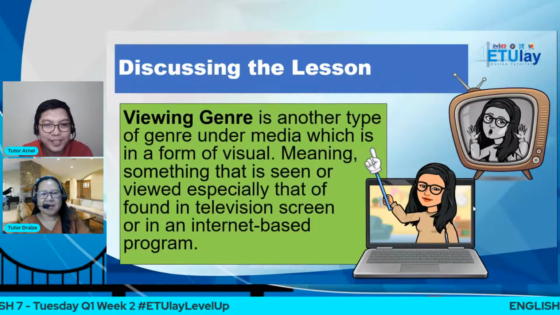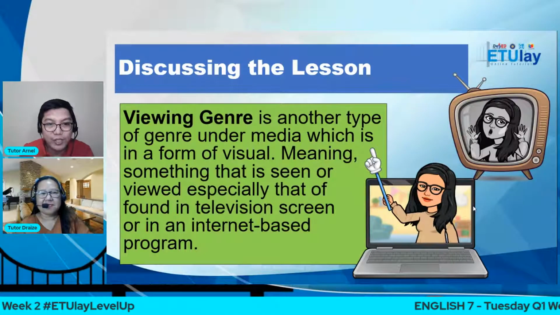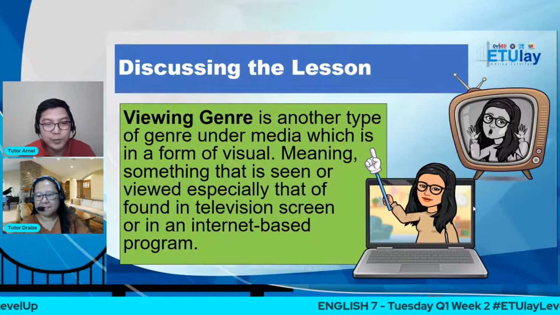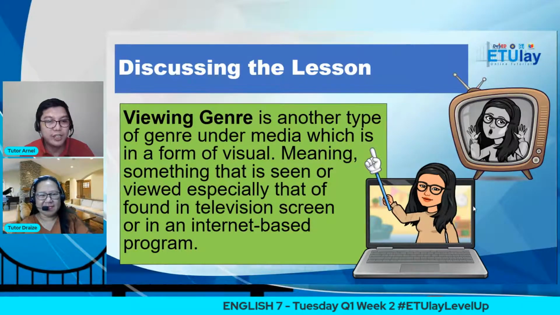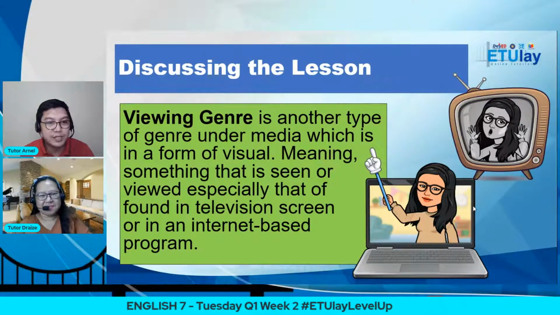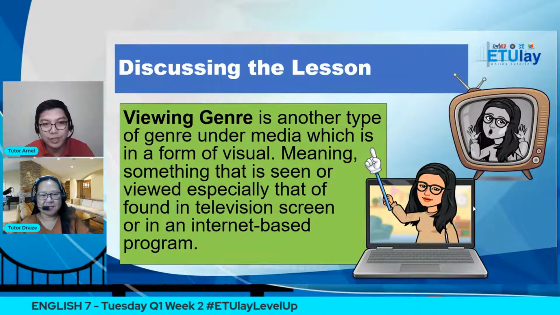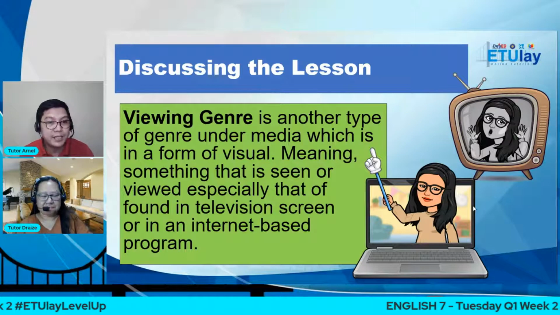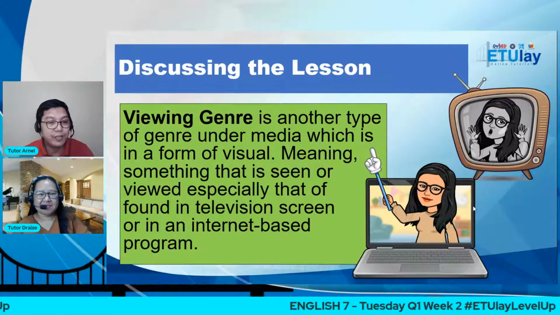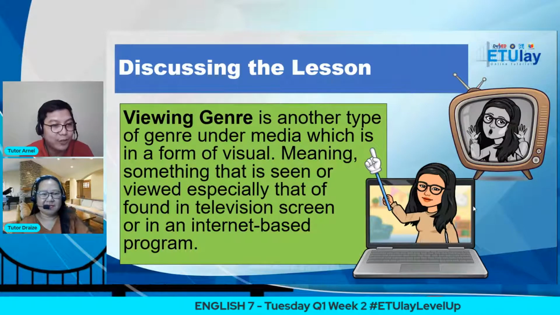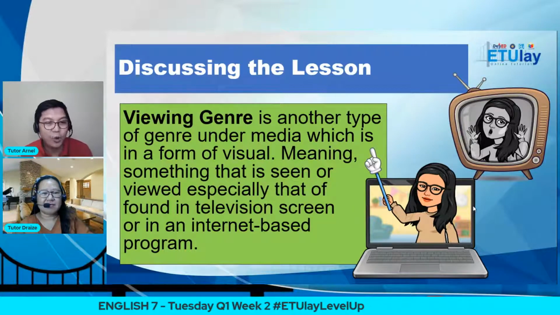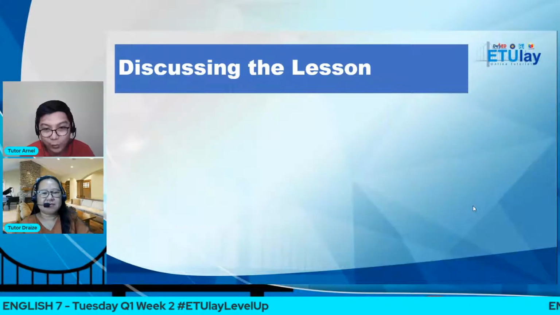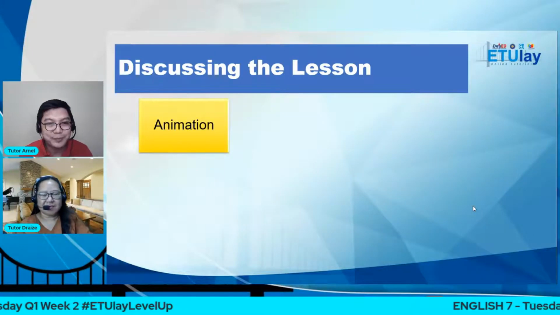So let's see what we have here. We do have viewing genre as well. Class, when we say viewing genre, it's another type of genre under media, which is in a form of visual. When we say visual, we are using our eyes to perceive it, meaning something that is seen or viewed, especially that which is found on a television screen or in an internet-based program, just like what we are doing right now.